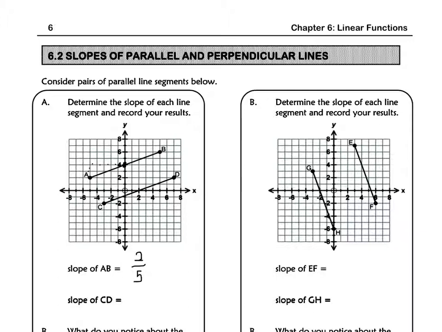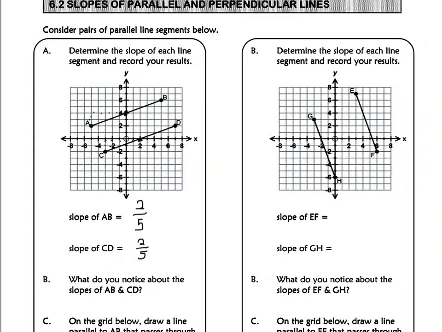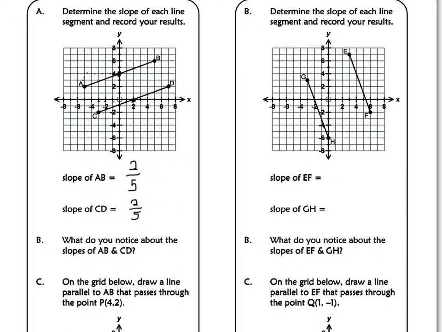And if we check the slope of CD, I'm going to start with point C and go to this point here. That's another nice point. That would have a rise of 1, 2, and a run of 1, 2, 3, 4, 5. So its slope as well would be 2 over 5. So what do you notice about the slopes of AB and CD? They are the same.